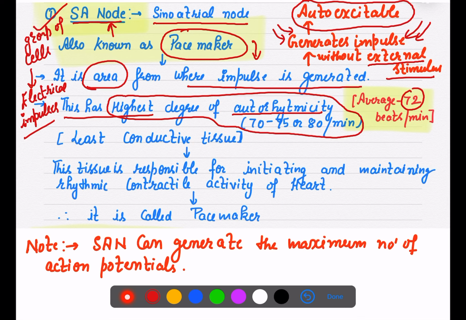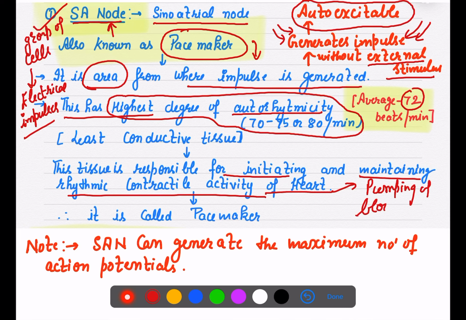sinoatrial node. It is the least conductive tissue. It is only responsible for initiating as well as maintaining the rhythmic activity of the heart. Rhythmic activity means contraction, relaxation, contraction, relaxation. There is contractile activity, and only then there will be pumping of blood. So that rhythmic activity arises, or you can say is initiated, and then maintained throughout by the sinoatrial node. That is why it is known as the pacemaker.